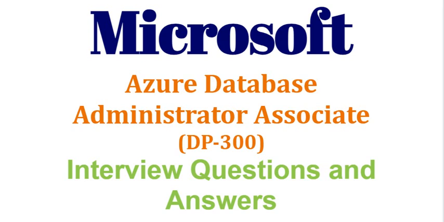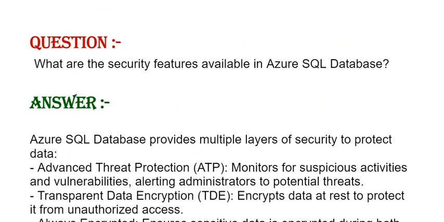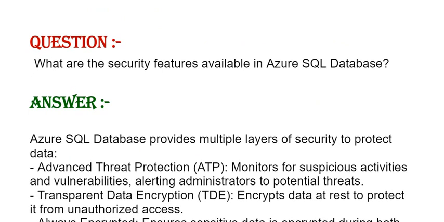Do share please. Our question is, what are the security features available in Azure SQL database? Your answer should be, Azure SQL database provides multiple layers of security to protect data. Advanced Threat Protection (ATP) monitors for suspicious activities and vulnerabilities, alerting administrators to potential threats.